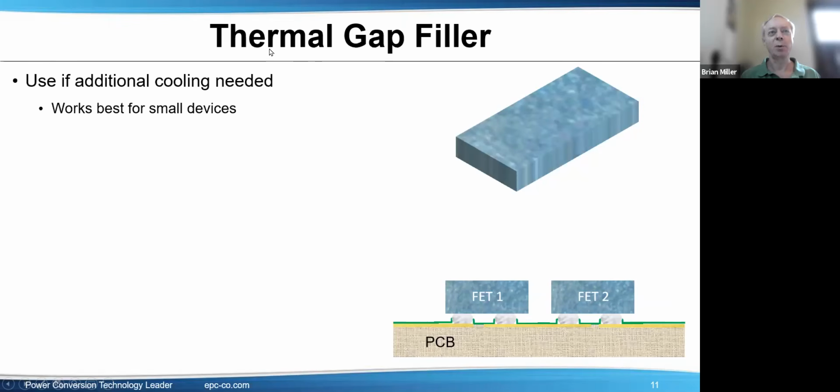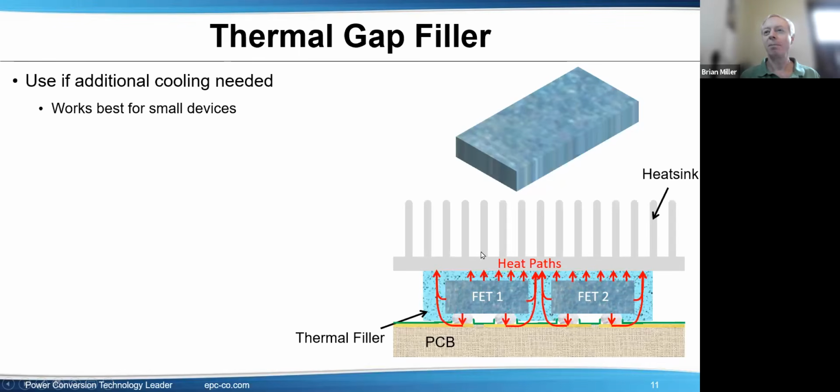So looking some more at the thermal gap filler, you can use this if needed. Sometimes it adds some good benefit, and other times it doesn't. We'll go through some examples later on in the presentation that show that sometimes it just doesn't really add much, so you can save a little bit of cost. Other times it does add something. It works best for small devices. You can say, well, GaN FETs are small, but even within the range of GaN FETs, there are some tiny GaN FETs and some large GaN FETs. So the smaller the device, the better it works.